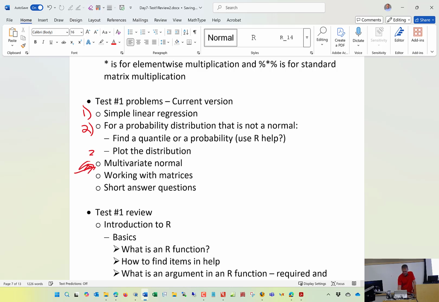Then problem number 3, you're going to do some stuff with a multivariate normal. I just showed you one example of what one of those problems would be like. So be ready to do some kind of graphing, for example. Problem number 4, you're going to be working with some matrices. You're actually going to have to type out some matrices. I want to make sure you understand what's actually inside some matrices that we were looking at. And then the last one is some short answer questions, not connected in any way. That's what the test looks like right now. If there are modifications, they will be small.